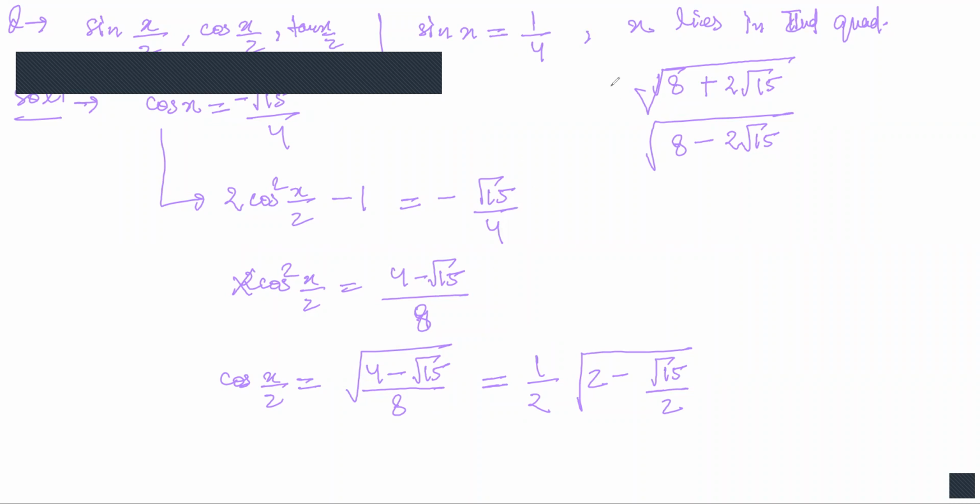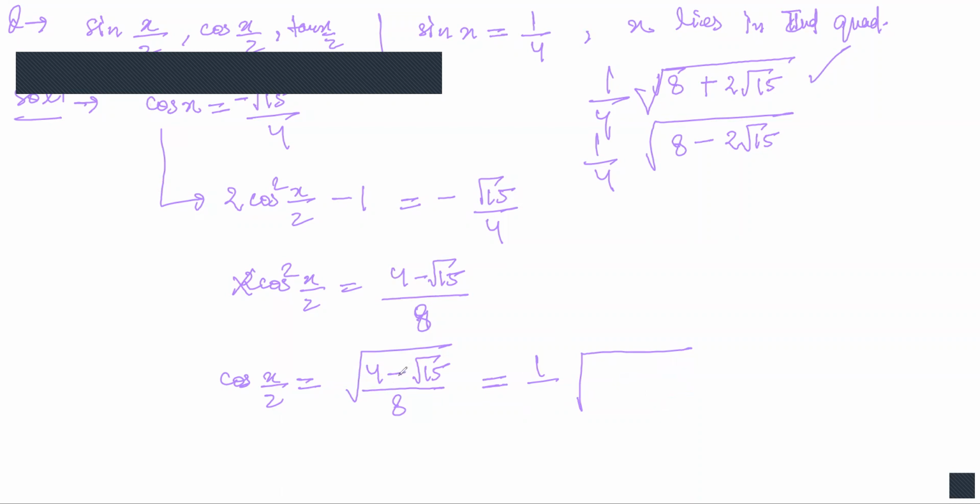Okay, sir. Either this must be there, 1 by 4. Okay, sir, this is the correct answer. Yes. So what you can do is just multiply numerator and denominator by 2. If you multiply the denominator by 2, it will become 16, right? Yeah. 16 will come out as 1 by 4. Yeah. Correct.